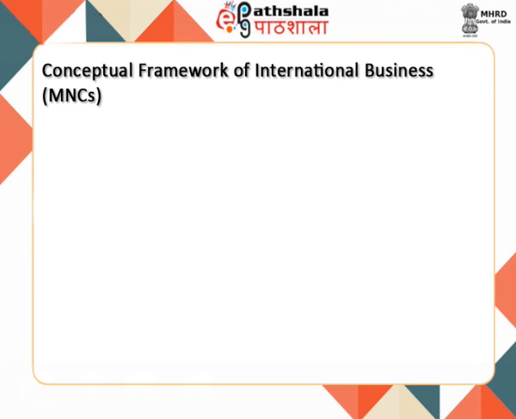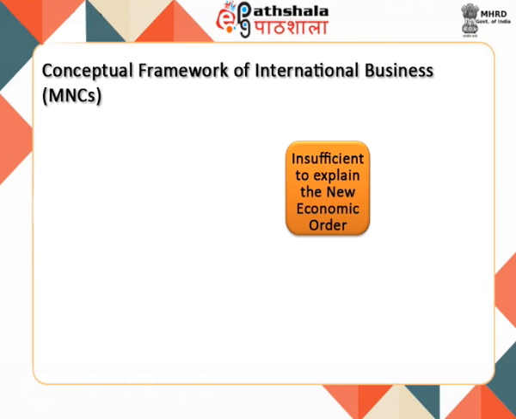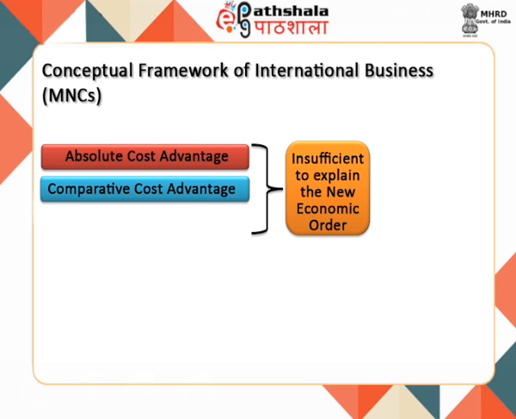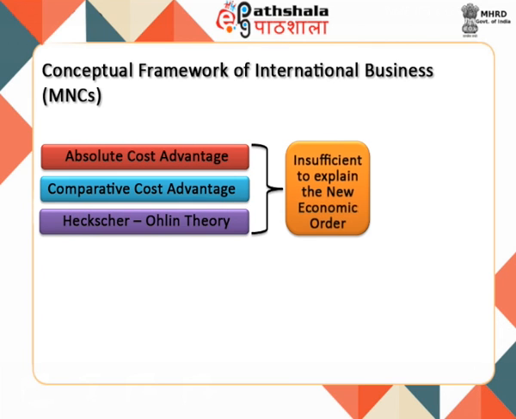To explain the newly emerged international economic order, that is, the rapid growth of MNCs, traditional theories such as absolute cost advantage, comparative cost advantage, and Heckscher-Ohlin theory were insufficient. The rapid emergence of the MNCs cannot be explained in the backlight of perfect market assumptions. The assumptions of a perfect market, such as no transaction costs, no economies of scale, and product homogeneity, need to be dropped for explaining the rapid growth phenomenon of MNCs.